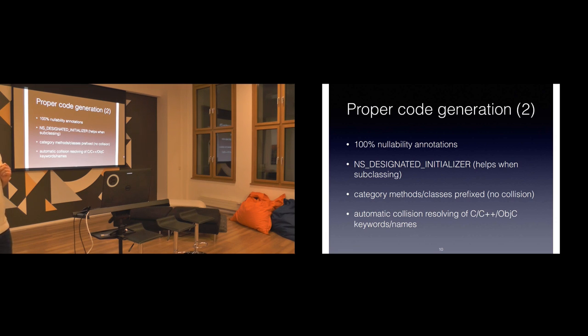There's automatic collision resolving of C, C++, Objective-C keywords and names. What do I mean? Sometimes you get a response of a GPS coordinate. It's called long and lat. And then if you want to create a property with the name long, this won't work, because long is a reserved word for some special type of integer. The same for description. Sometimes you have a product with name and description. So you cannot have a property description, because it's already the function for creating a string from any kind of object.